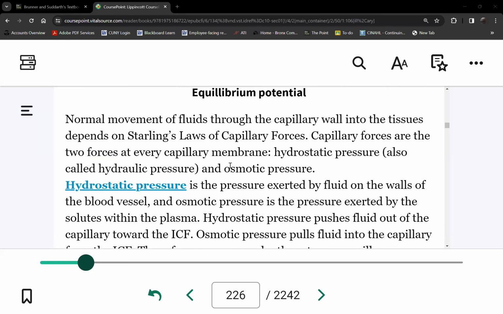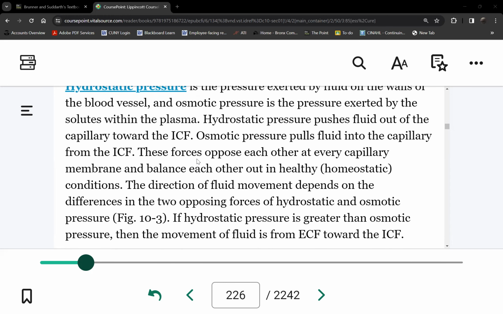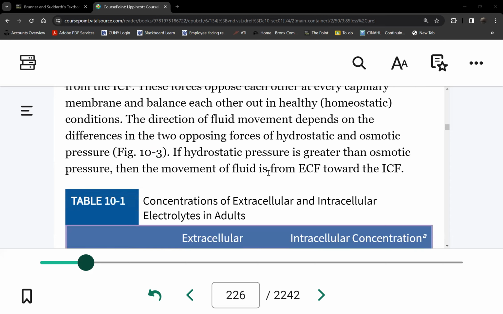So I described the hydrostatic pressure already. This is the process responsible for forming what? Edema. Okay. What about third spacing? What's the cause of that again? The change in the concentration.